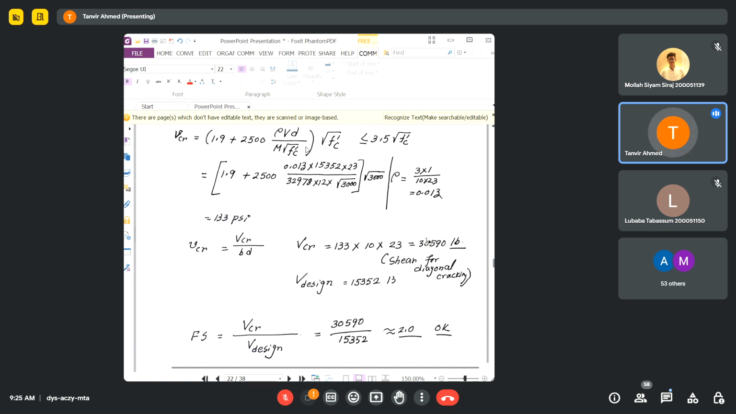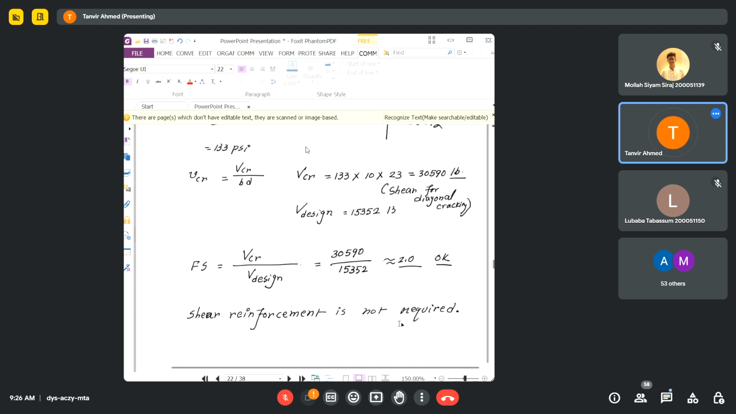It's not that if it is just a little higher, I won't provide reinforcement. Yes, I need to see what the factor of safety is. To calculate the factor of safety, simply divide this value by this value. So 30,590 divided by 15,352, in that case we get a value of roughly 2. So factor of safety 2 is good enough. Because the factor of safety is 2, you don't need to provide shear reinforcement, and the concrete will be able to take the shear force by itself without the help of shear reinforcement.